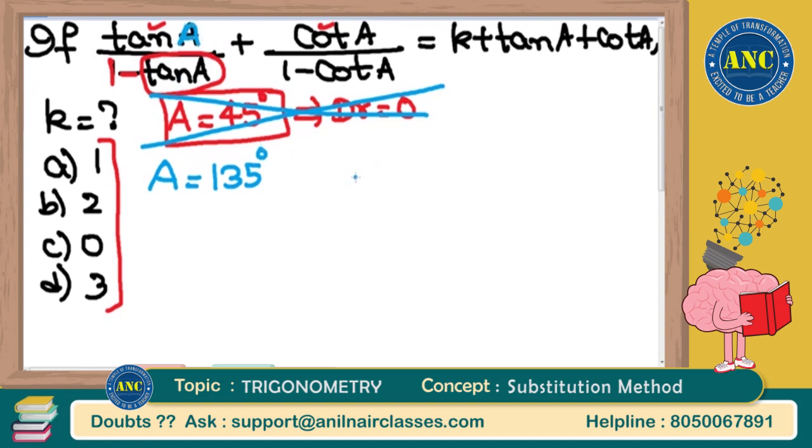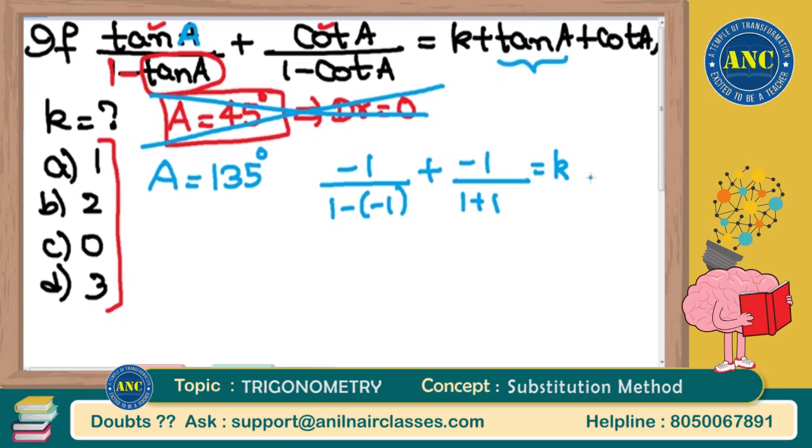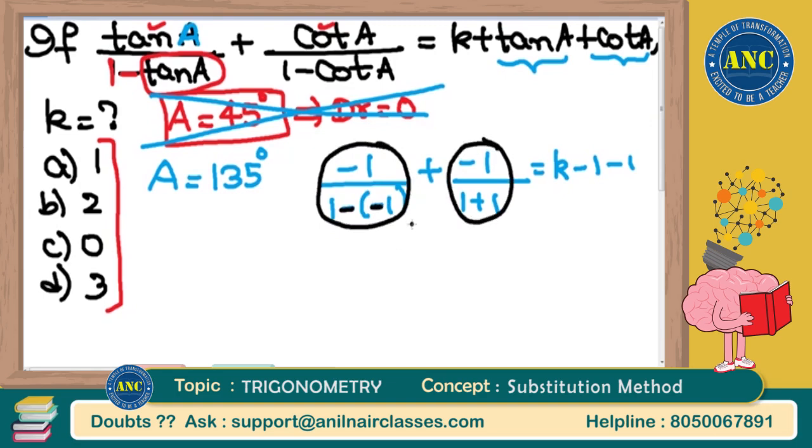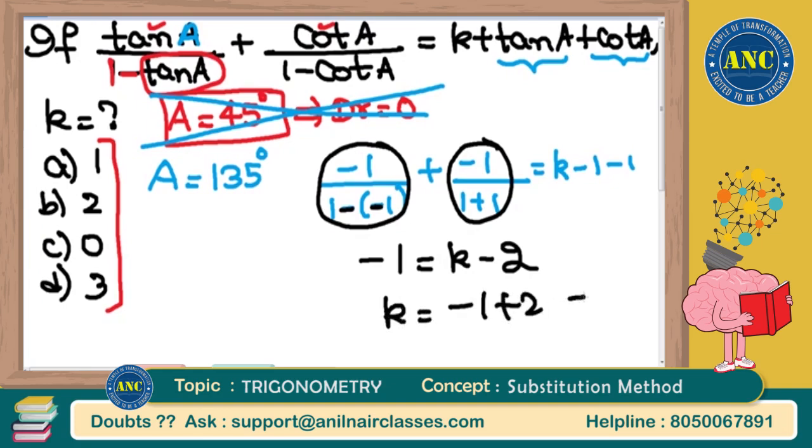Tan 135 is minus 1, so minus 1 divided by 1 minus of minus 1, plus cot 135, which is minus 1, divided by 1 minus of minus 1, which is 1 plus 1, is equal to K. Tan 135 is minus 1, cot 135 is also minus 1, and there is only one unknown variable K. So it is minus 1 by 2 plus minus 1 by 2, which is minus 2 by 2, that is minus 1. So K minus 2, so K will be equal to minus 1 plus 2. It is 1.